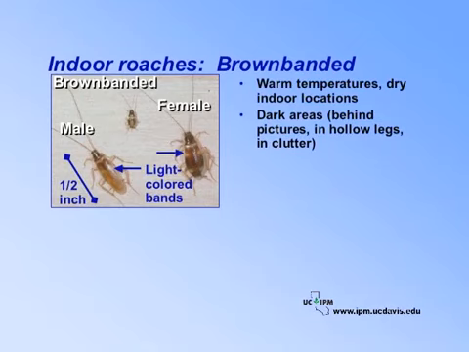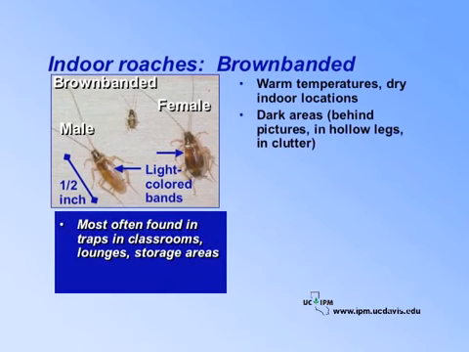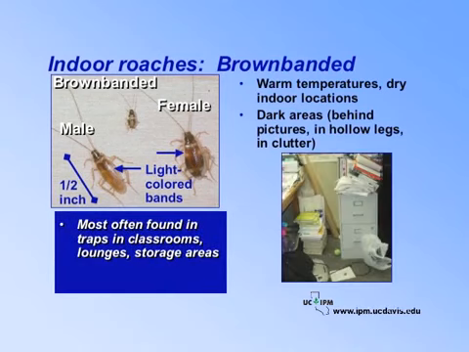Eggs are deposited in clusters on furniture or in appliances, usually on a hidden vertical surface. Eggs are mostly produced in the summer. These roaches are most often found in traps in warm, dark areas in classrooms, lounges, or storage areas, especially where there is a lot of clutter or paper stacked on the floor. Management practices are similar to those of the German cockroach. As much as possible, prevent serious problems by removing clutter, which provides hiding places.